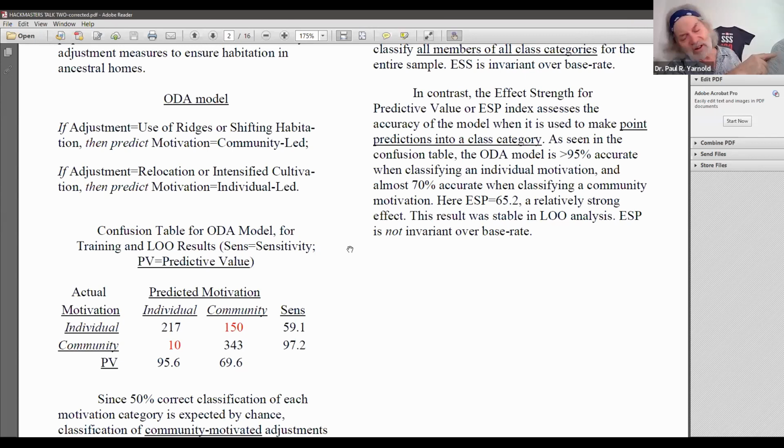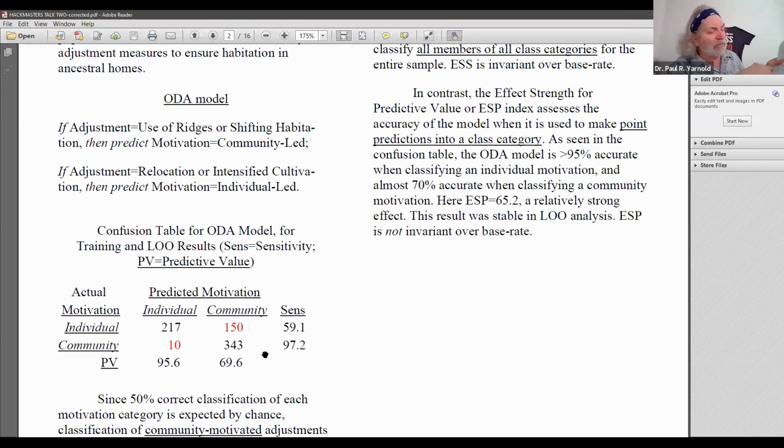So, well, how does it confuse? It's called a confusion table. It's pretty accurate. So you can see that the actual motivation is individual and community, but the predicted motivation is individual and community. You can see that it gets 59% of the individual motivation correct, and it gets 97% of the community intervention possible. So, well, what does this mean?